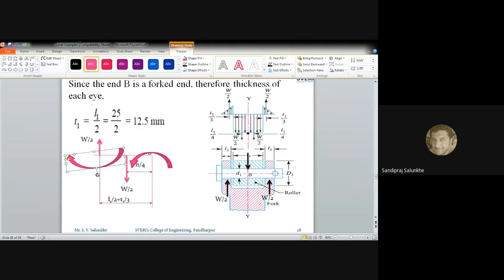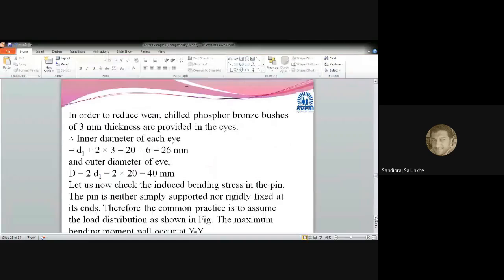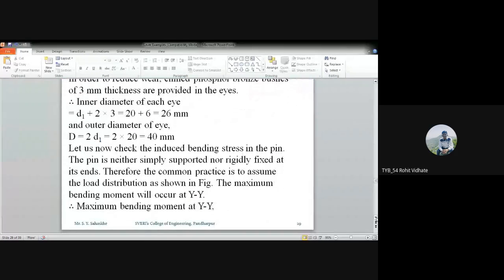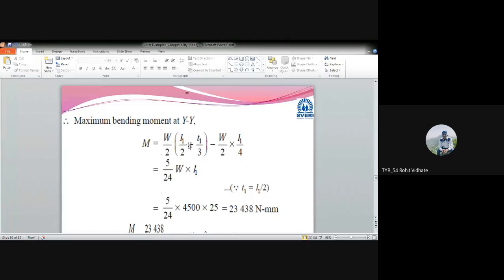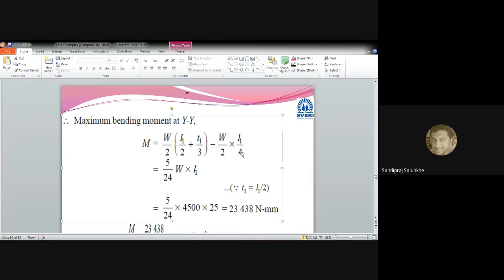So what will be the total bending moment at point O, because of the W by 2 at L1 by 4 and W by 2 at L1 by 2 plus T1 by 3? Yes, you can write it in your notebook: W by 2 into L1 by 2 plus T1 by 3, minus W by 2 into L1 by 4. This will be the bending moment at point O, which you can see on this slide.